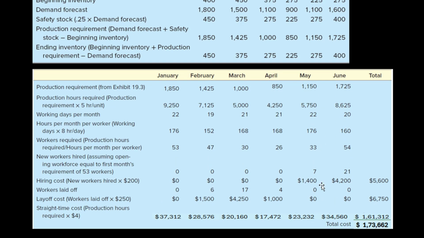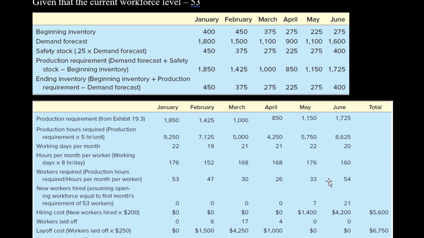So this is how we will calculate, but for the time being we will not be considering material cost. Only this 1,73,662 will be used for comparing with other three strategies, which I will cover in my next video, part 2.